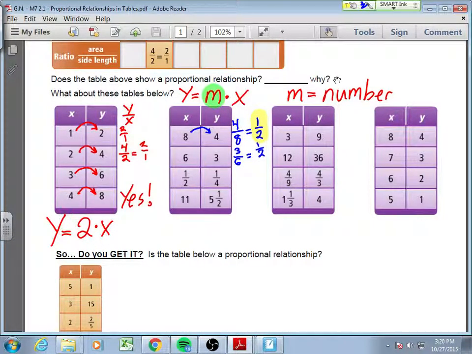Because think about a pizza. If you have 8 slices total and you eat 4 of them, you've eaten half of the pizza.